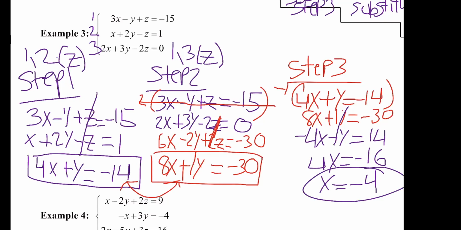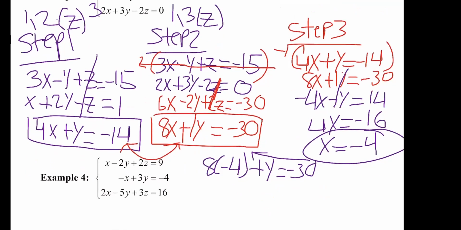So now that I know my x, I could plug it into either one of these equations I had down here, and I could solve for my y. So it doesn't matter which one, if one looks easier for some reason, but I'm just going to, for sake of space, plug it into this one. So 8 times negative 4 plus y equals negative 30. That would be negative 32. So I would get y is positive 2.